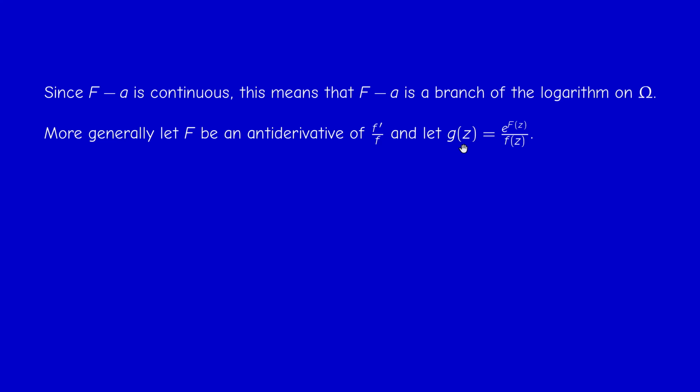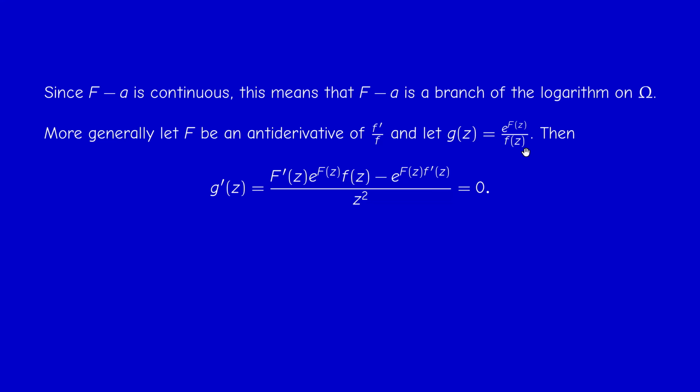And now I take g of z to be e to the power of capital F of z over small f of z. So same thing, just instead of z, take small f of z. And we can compute the derivative and find 0, right? Because capital F prime is small f prime over f, so the numerator vanishes. By the way, this f prime should not be inside the exponentials, but outside. And this is f of z squared.